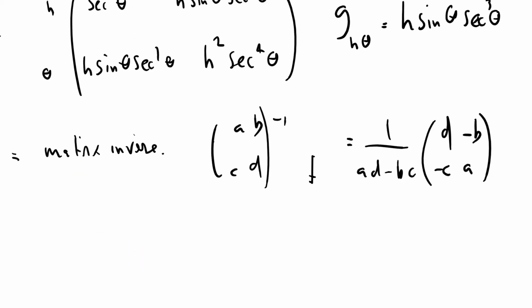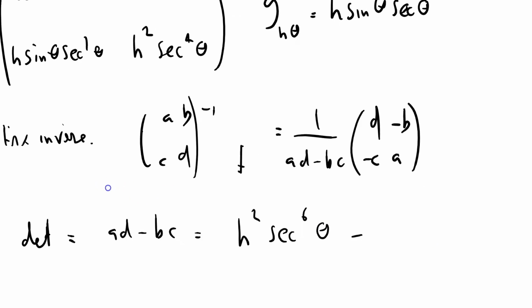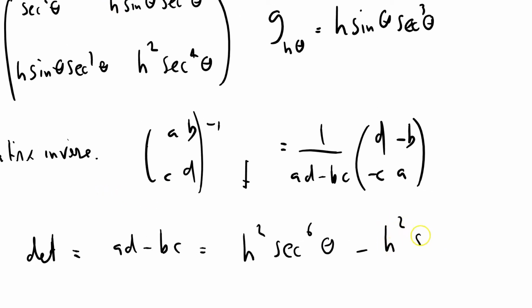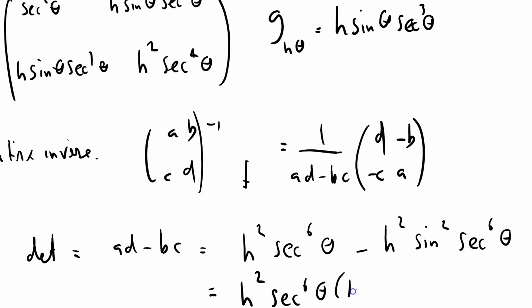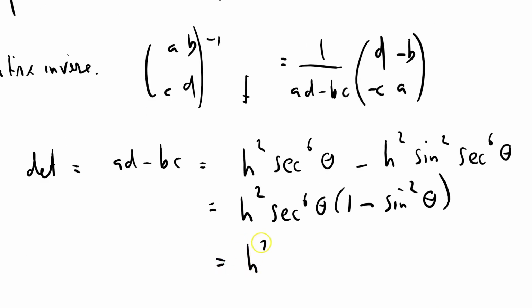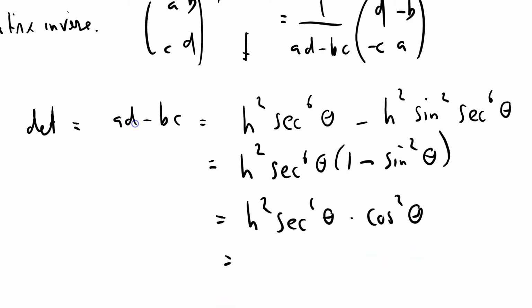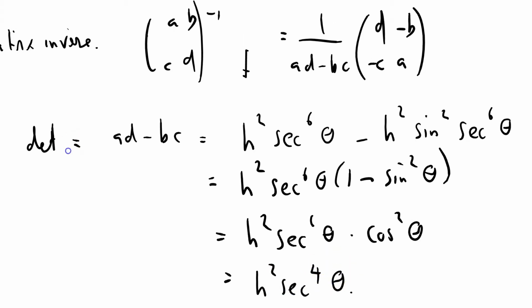So I need to find out this guy here. First of all, what's the determinant? It's ad minus bc, which equals h squared sec to the 6th theta minus this term squared, so it's h squared sine squared theta sec to the 6th theta. It's not as bad as it looks. H squared sec to the 6th theta, 1 minus sine squared theta. You see it's coming together. H squared sec to the 6th theta times cos squared theta, which is of course h squared sec to the 4th theta. Well, that's nice.